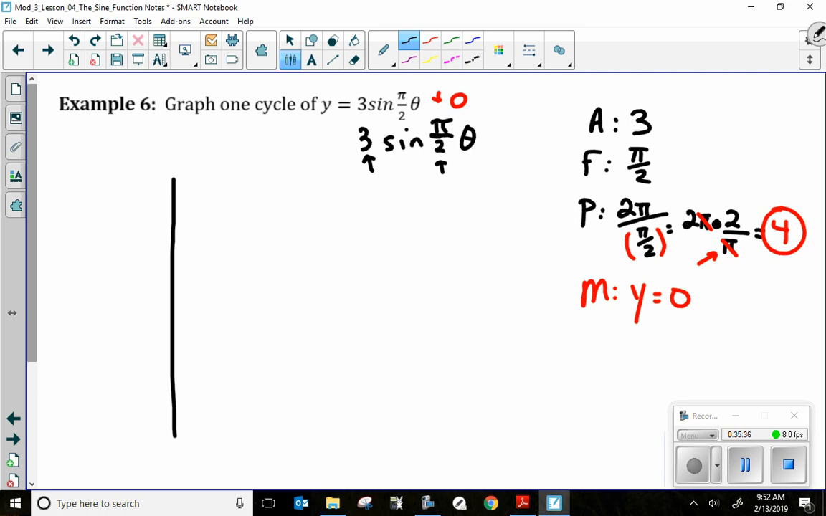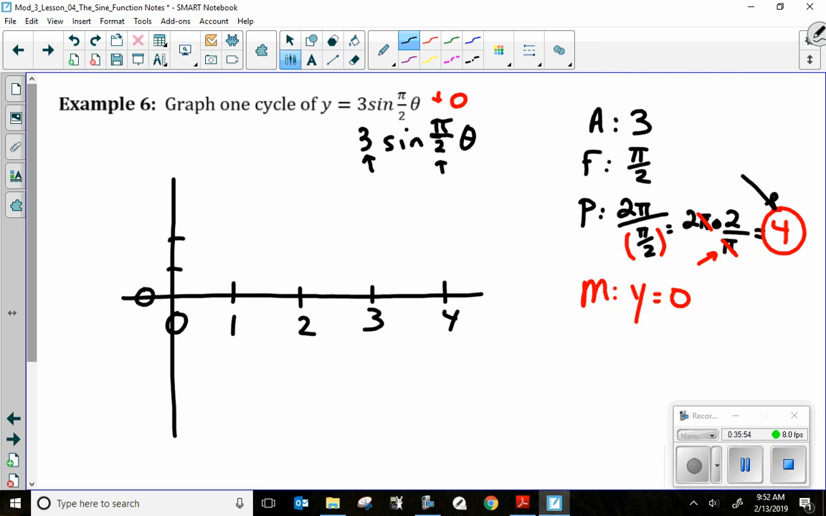So let's graph this. 4. That's fine. That's what my period is. Half of 4 is 2. Half of 2 is 1. The last time I checked, 1 plus 2 was still 3. Here's 0. And my amplitude, okay, my midline is at 0. 1, 2, positive 3. 1, 2, negative 3.